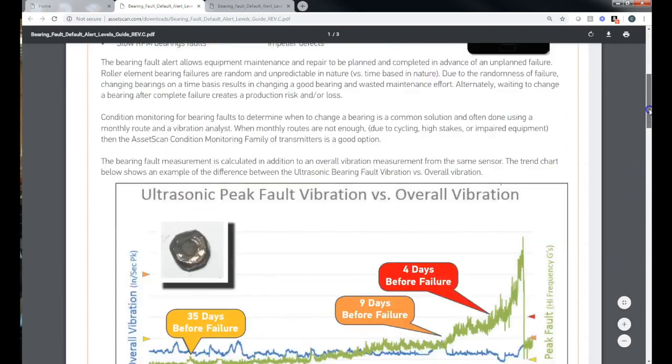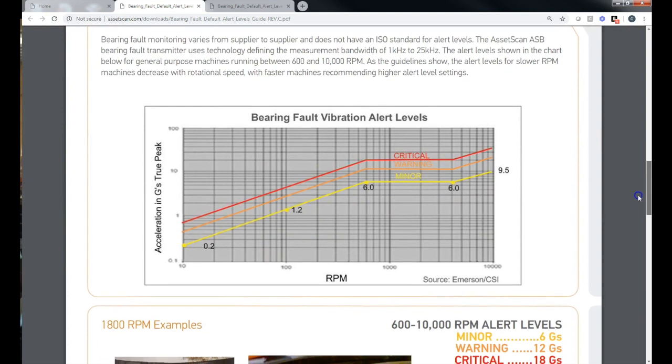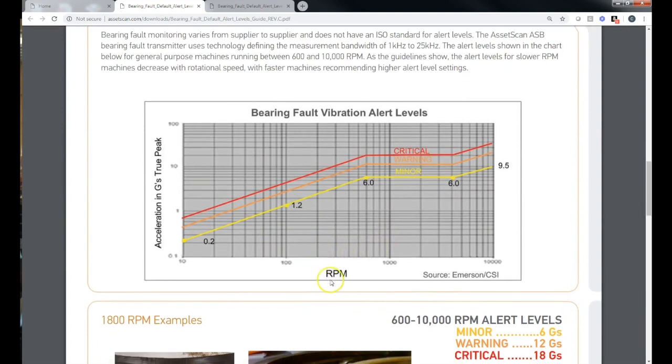Scrolling down in this document, here is our model. What it all is centered around is setting the alerts based on RPM. This is a log-to-log chart, and the first thing you'll notice is that these lines here are flat. What this is showing is that from 600 RPM to 6,000 RPM, we can use the same alert level of 6 Gs for minor, 12 Gs for warning, and 18 Gs for critical.